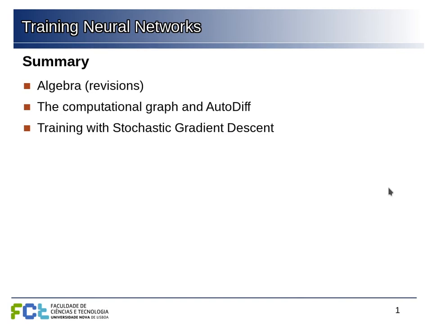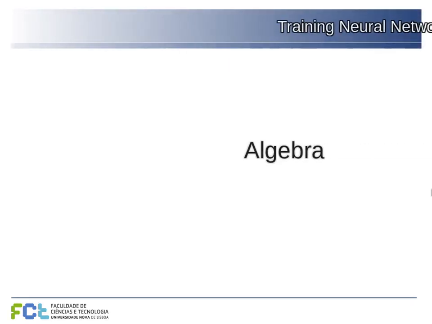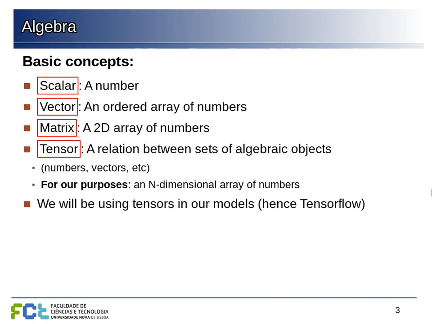And then we're going to consider the computational graph and automated differentiation, which is what TensorFlow uses. And we're going to see how to use this to train with stochastic gradient descent, which will be the approach that we'll be using to find the best parameters. Okay, so a brief overview of the concepts here.